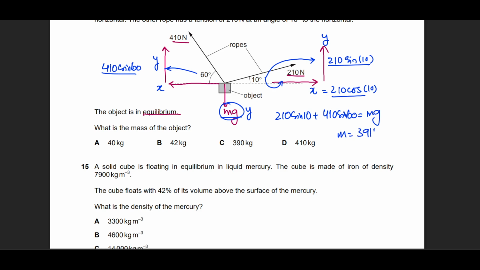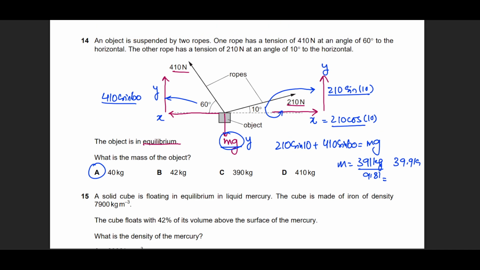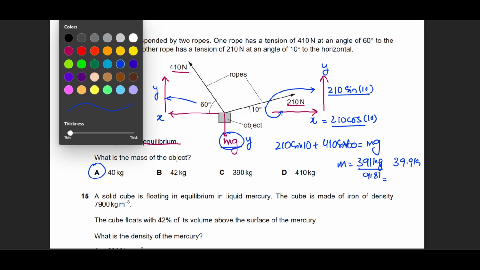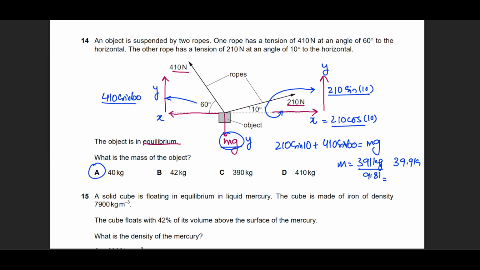So 391 kilograms divided by 9.81 gives me 39.9 kilograms, which is going to be 40 kilograms up to two significant figures. Now, just a small tidbit over here for you to verify and check. I'm going to do this for just one of them so that you can fully understand what vector components actually are.